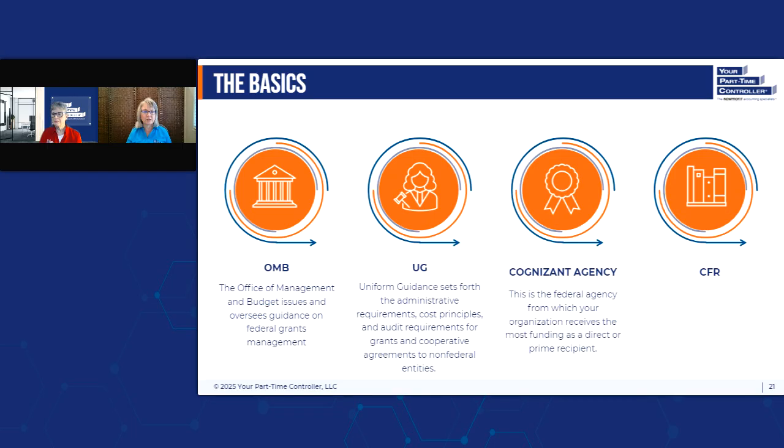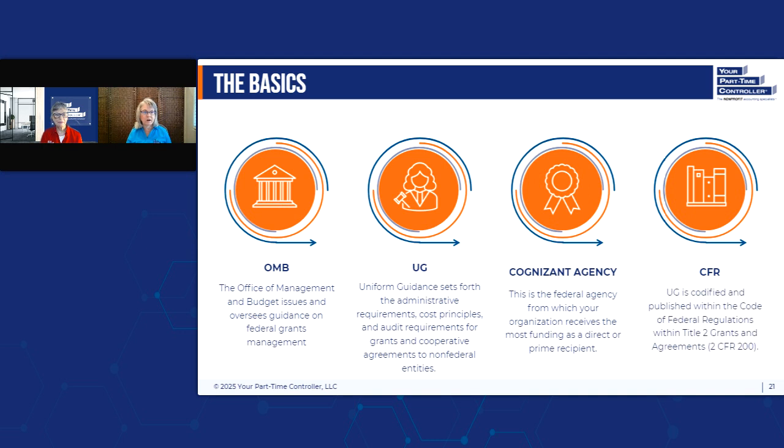The cognizant agency is the federal agency from which your organization receives the most funding as a direct or prime recipient. In the context of a NICRA, it is the federal agency responsible for negotiating and approving the indirect cost rate.